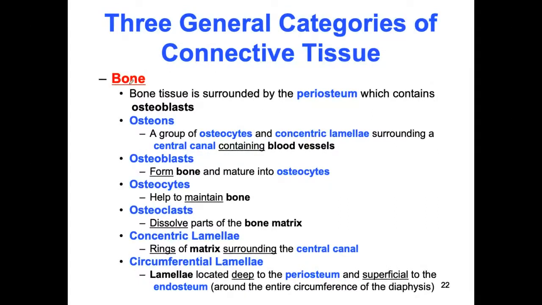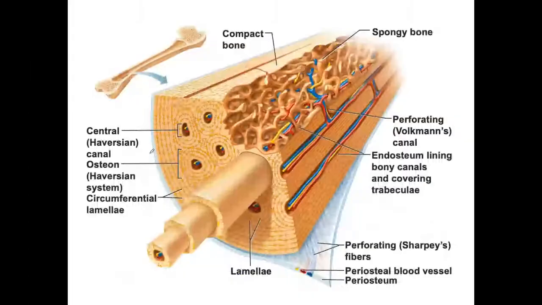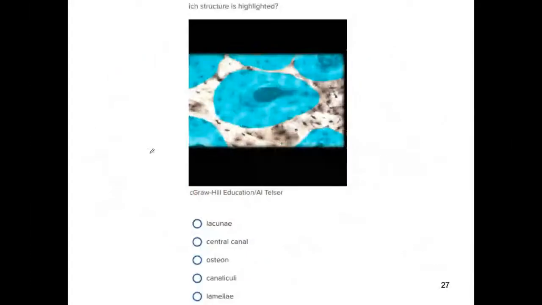Okay, we're still on the supporting connective tissue. We're going to talk about bone, specifically compact bone. And I said compact bone, the functional unit here is called an osteon. And an osteon is a group of osteocytes and concentric lamellae surrounding a central canal. Yeah, right. That's a lot of words there. What does this mean? Let me show you a picture of it, right?